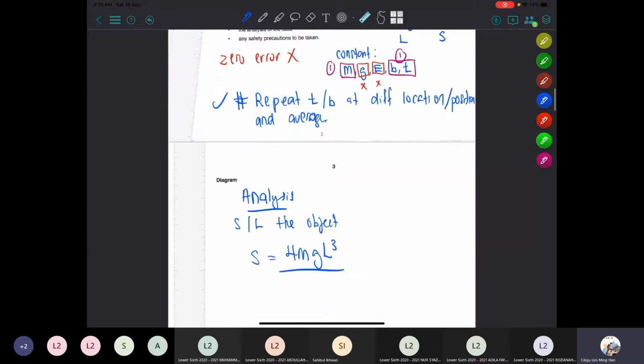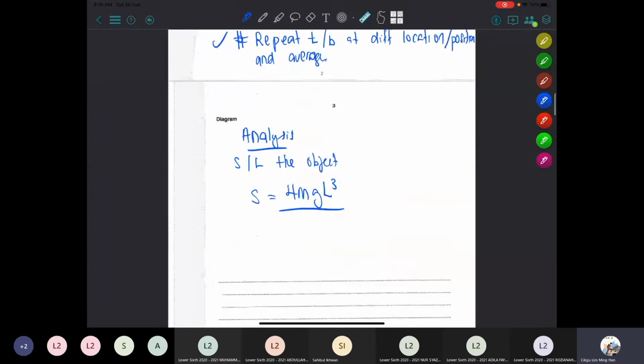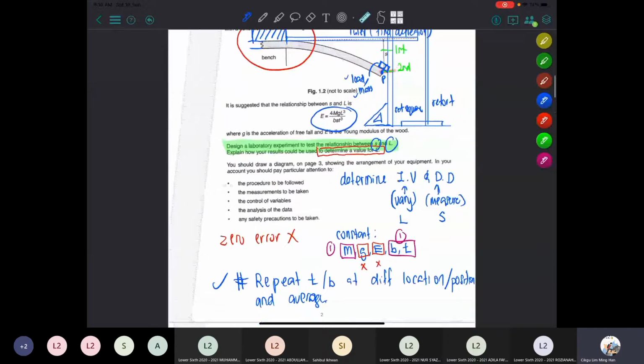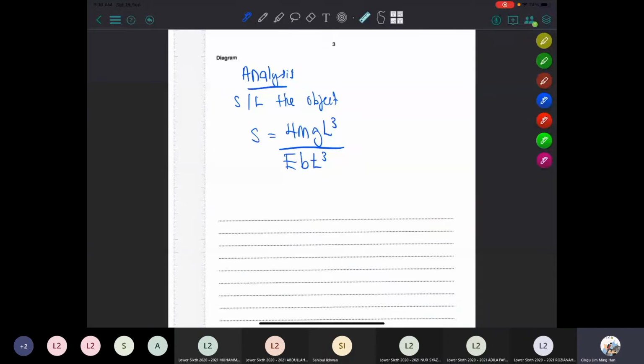4mgl cube divided by EBT cube. It's both cube. So this one will be your statement here: y equal to mx. So this one will be your gradient. Remember, the first mark must have plot of S against L cube. This is one mark here, and then you make a statement there.